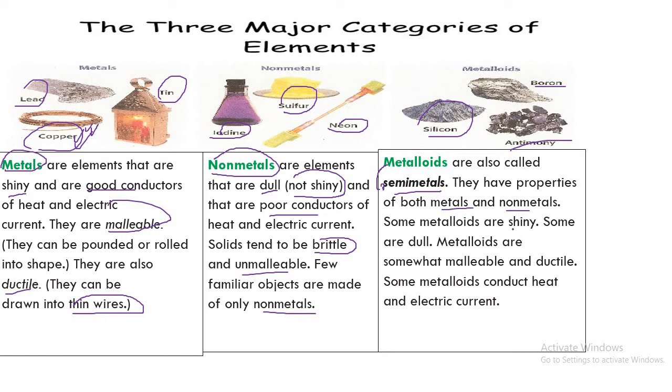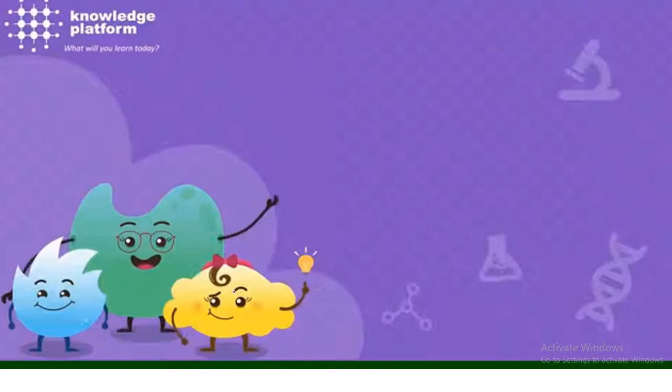Some metalloids are shiny, but some are dull. Metalloids are somewhat malleable and ductile. Some metalloids conduct heat and electric current. So metalloids have properties between metals and non-metals, like boron, antimony, and silicon. Watch this video.